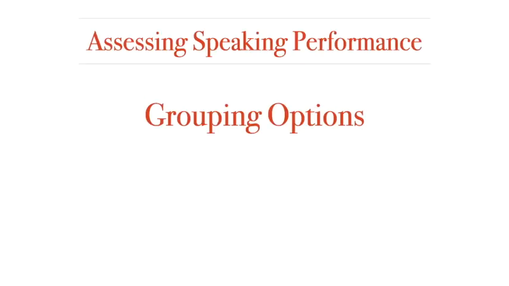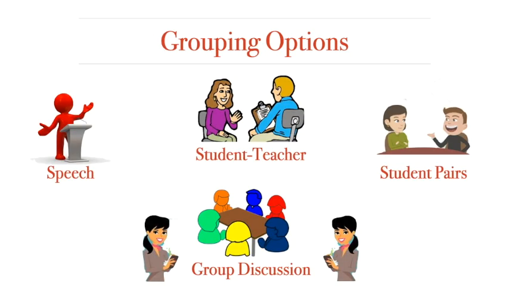We are now ready to consider some specific ways to assess speaking performance. The first thing to consider are the grouping options. To assess speaking, we must first decide the format and context of the speech. There are various options that can be used.